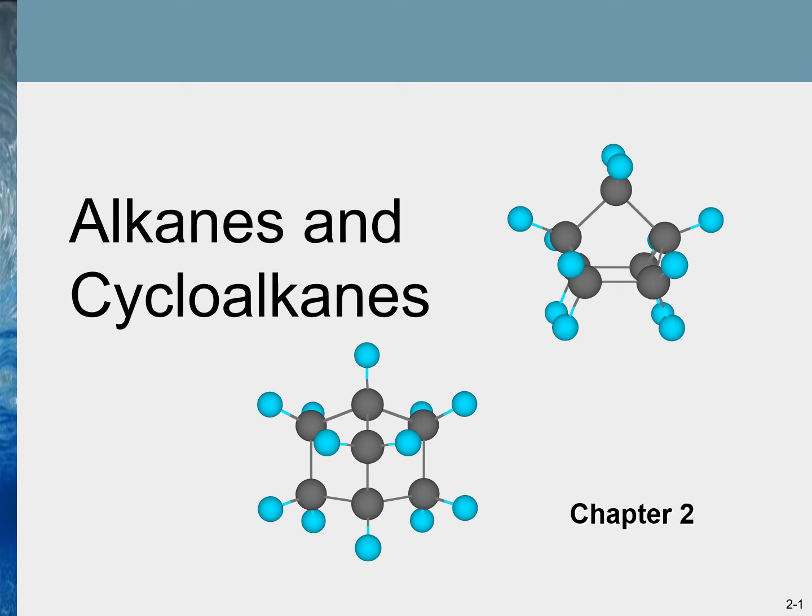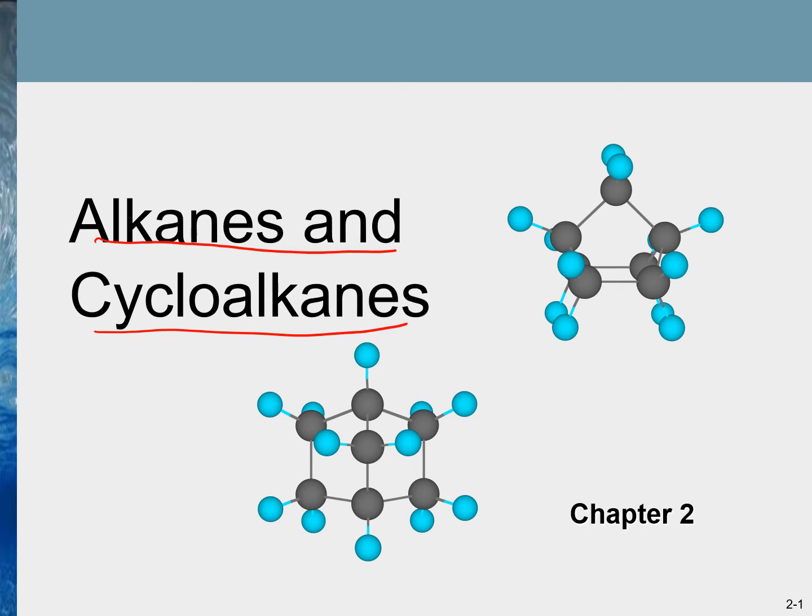Today we will begin our study of organic compounds by learning the simplest type of organic compounds. In this chapter, we will apply the principle of bonding, shape, and reactivity to our first family of organic compounds, which is alkanes and cycloalkanes.